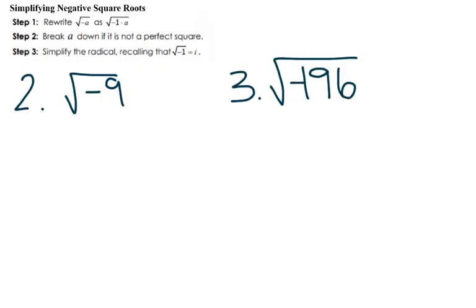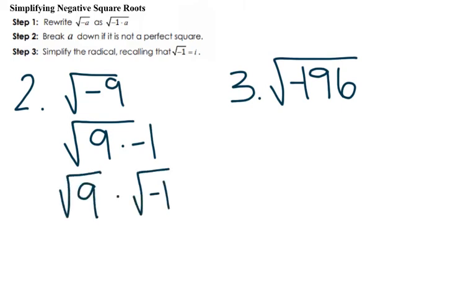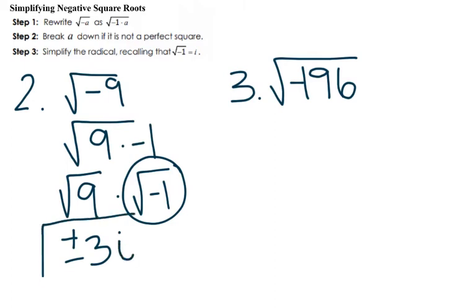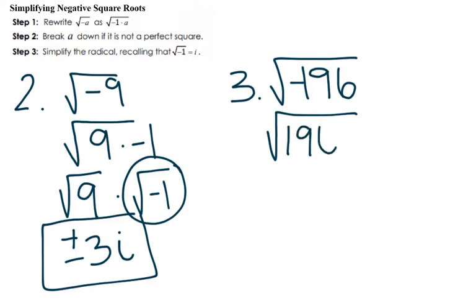So look at number 2. I'm going to rewrite the square root of negative 9 as the square root of 9 times negative 1. And now I'm just going to break these apart so I can see them a little bit better. The square root of 9 is 3, and anytime you take a square root, you do positive and negative. And then Rene Descartes said the square root of negative 1 is i. So my final answer is plus or minus 3i. Alright, number 3 works the same way. I'm going to rewrite it as 196 times negative 1, and then I'm going to break it apart.